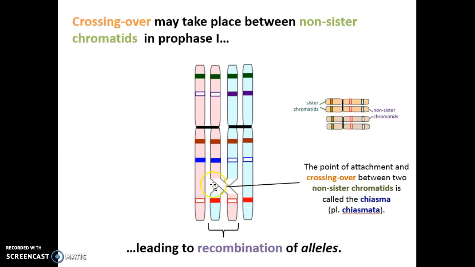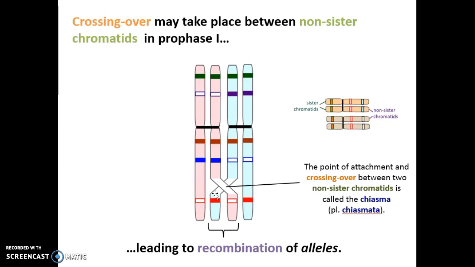So the point of crossing over, or this little X that we see form here between the two chromatids, we call this a chiasma, okay? If there's multiple chiasma occurring on the same chromosome while they're in synapsis, we refer to that as chiasmata. That's just the plural for that. And the formation of these chiasmata leads to the recombination of your alleles, okay?